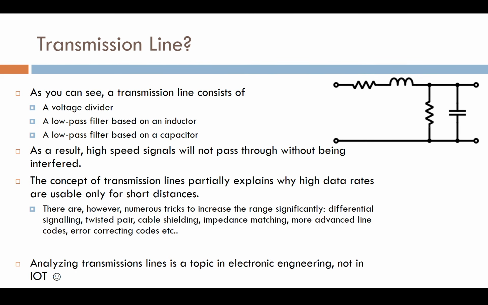Okay, so it has a voltage divider. For DC, there are 2 resistors which are in series. So if you put U in here, for DC you have the voltage divider. So the voltage here is less. And then there's RL. This R and that L is a low pass filter. And so is the low pass filter based on this resistor and this capacitor. So practically there are 2 kinds of low pass filters here, which means that higher peak signals will not pass through without being interfered.